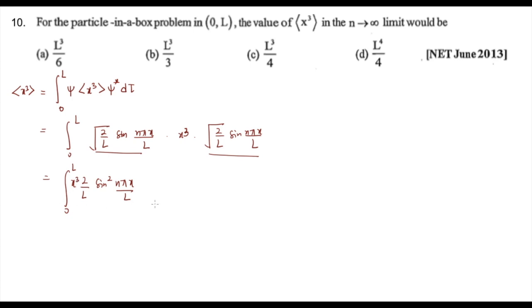Now you should know one thing, that sine square theta is equal to 1 minus cos 2 theta divided by 2. So what I can do now is just substitute it over here.